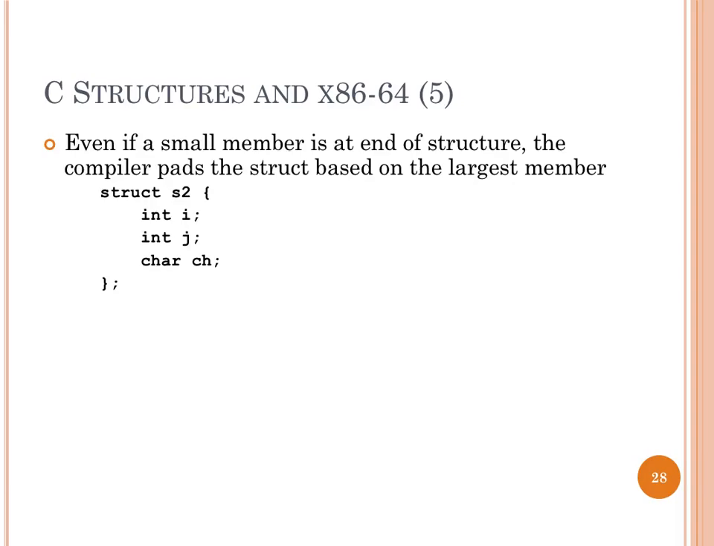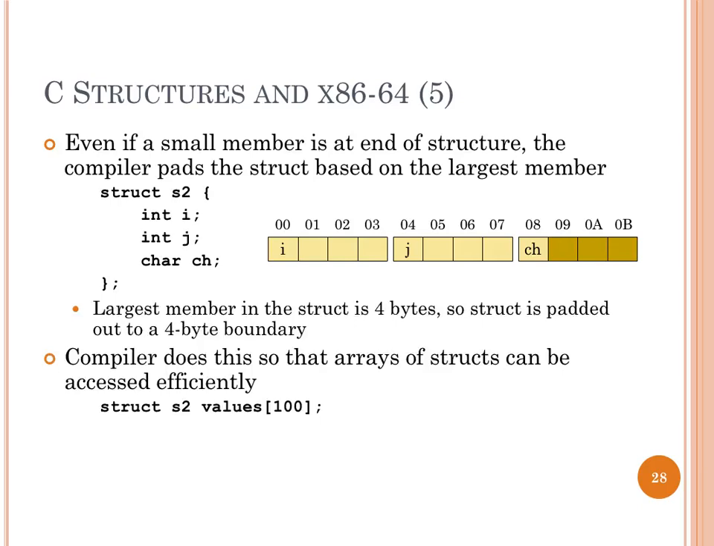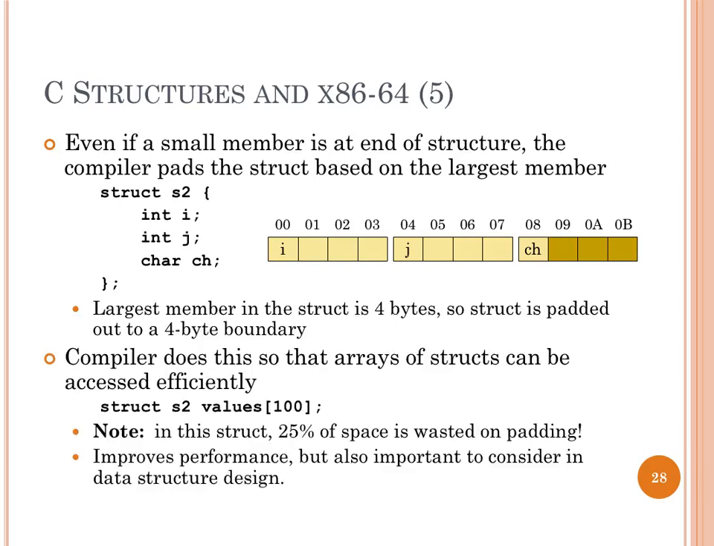All right, so if you have a small member at the end of the structure, what happens? Well, the compiler is still going to pad based on the size of the largest member, because it's thinking about what if you have an array of these things. Okay? So you can sort of see that compilers have a lot of things that they think about very carefully.